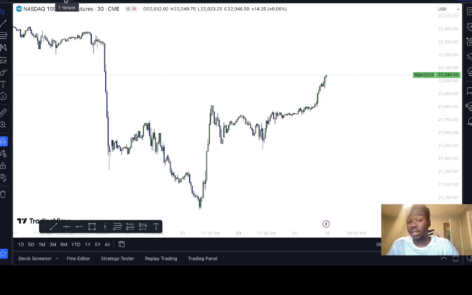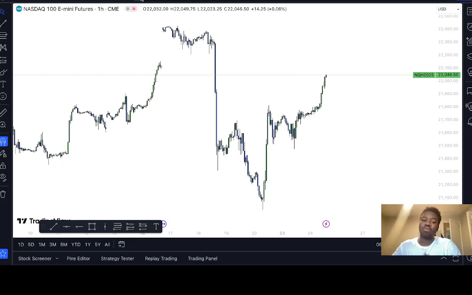Basically, five 1-minute candles make up a 5-minute candle, and three 5-minute candles make up a 15-minute candle. I think you guys get the point. Why we go to the higher time frame is to get our bias. We want to see what's the clear direction that price is likely to head in. That's how we would do that.